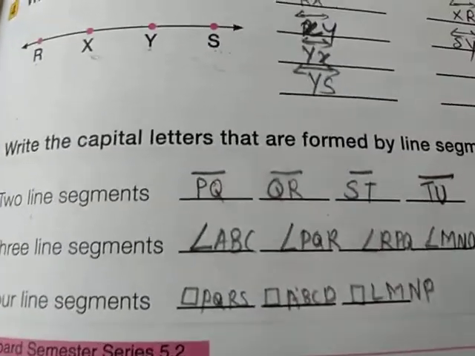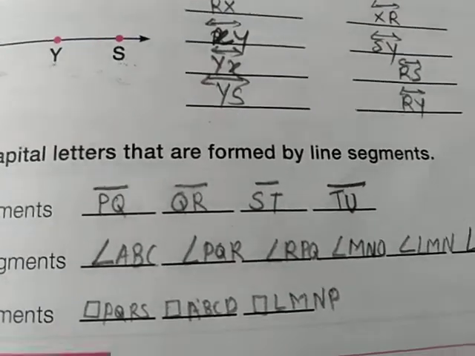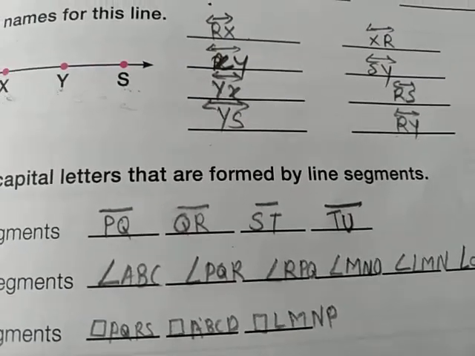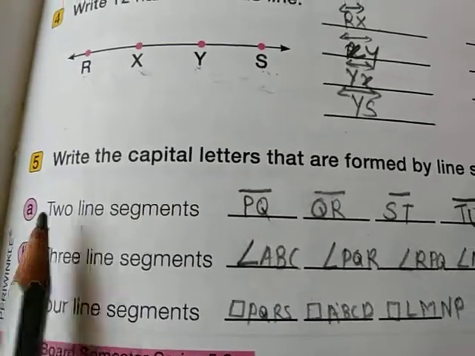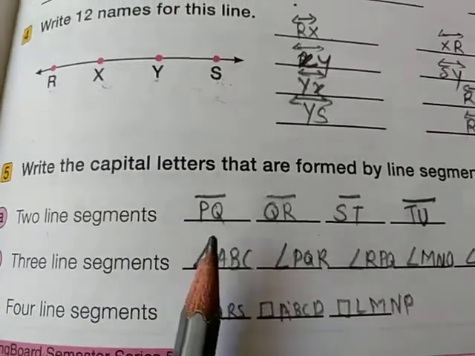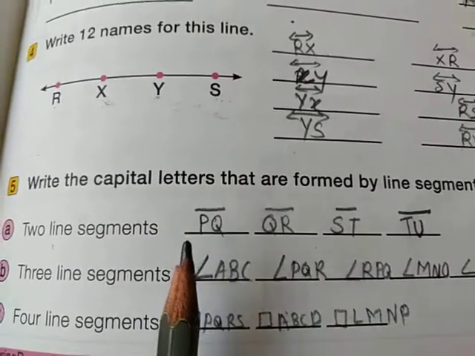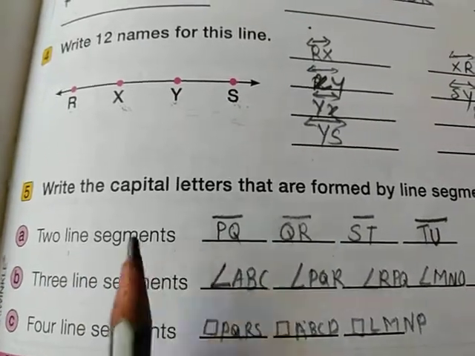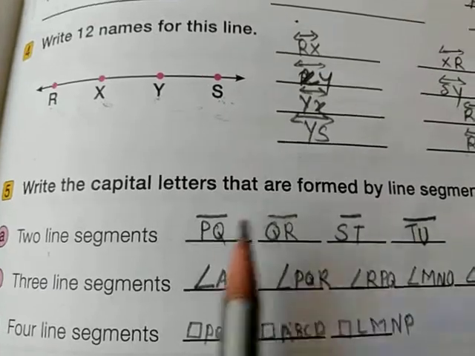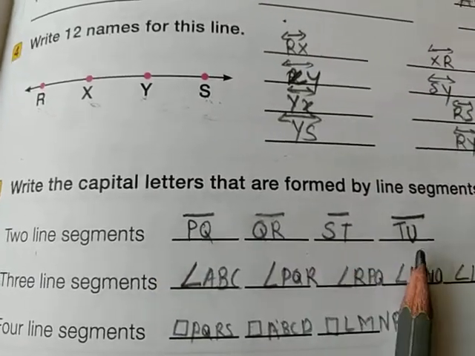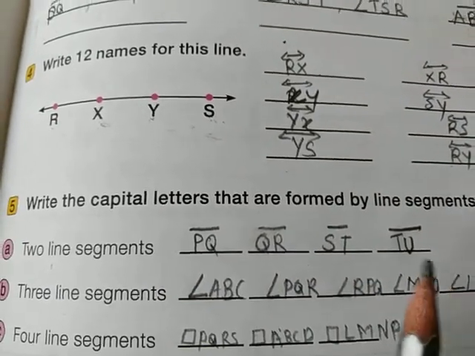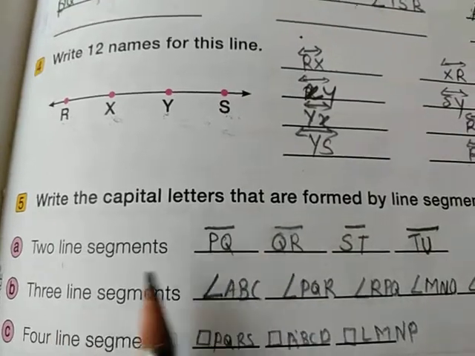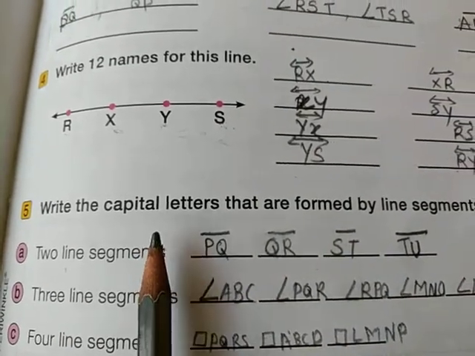Now the next exercise: write the capital letters that are formed by line segments. Now 2 line segments. So any capital letters you take, you just imagine one figure in your mind, give names, and those names you have to write over here. PQ, QR, ST and TUR. I wrote my way. You can write your capital letters also.